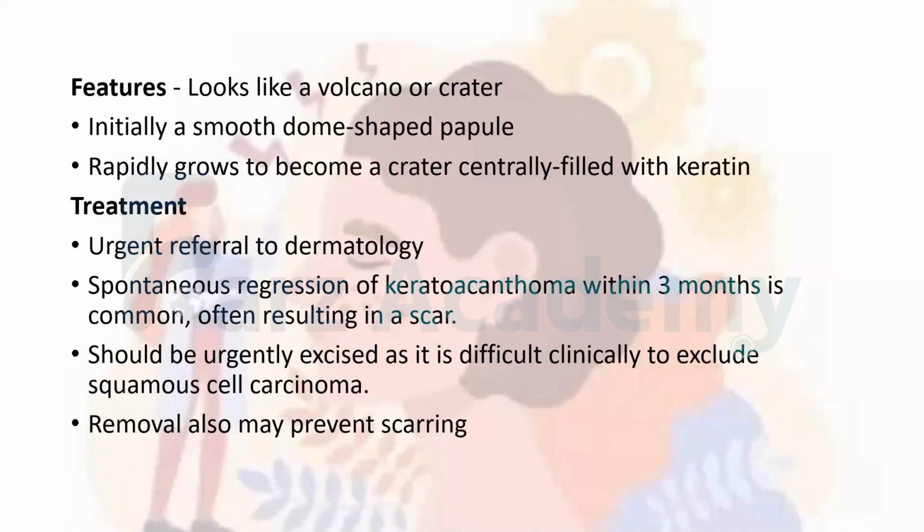Features: usually it is a volcano or crater appearance with central ulceration. It usually starts as a smooth dome-shaped papule, rapidly grows to form the ulcer and the keratin plug. Treatment: usually it has to be referred to dermatology because it is a pre-malignant lesion. Spontaneous regression of keratoacanthoma within 3 months can be seen. Like I said, in 4 to 6 months it can be self-resolving. In case it is difficult to exclude squamous cell carcinoma, urgent excision of the lesion should be done. Removal of the lesion can also prevent scarring. Otherwise, this lesion can leave a very big scar.